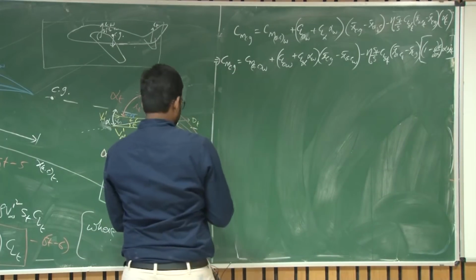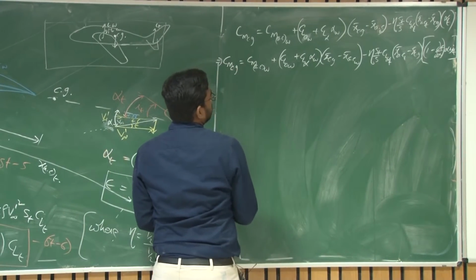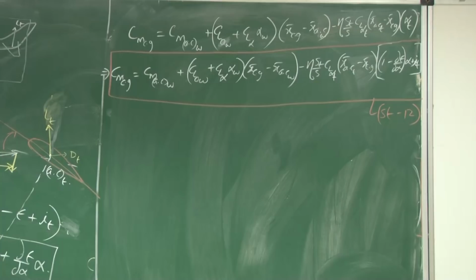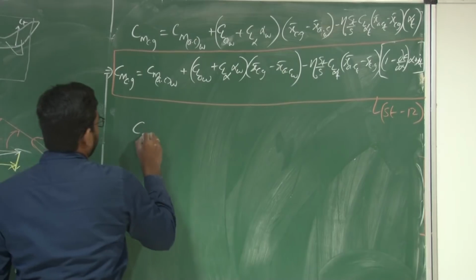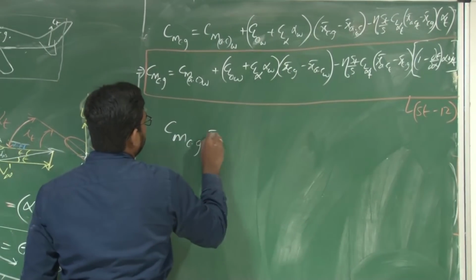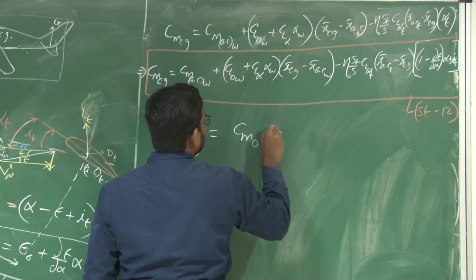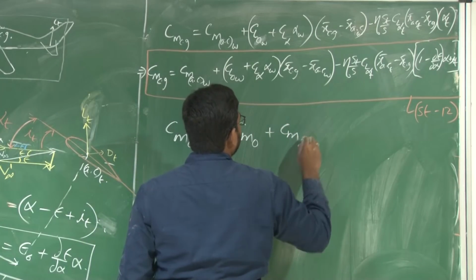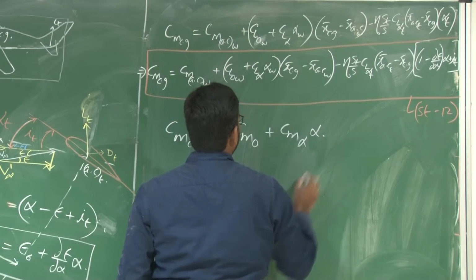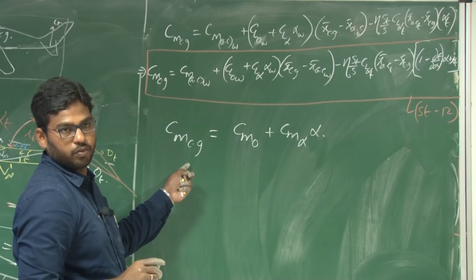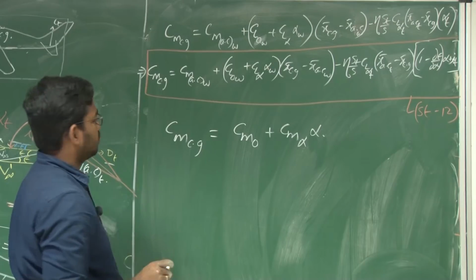So consider this equation as stability. We know the pitching moment coefficient about Cg is equal to Cm naught about Cg plus Cm alpha into alpha, right, of the entire aircraft. This Cg is for the entire aircraft, right.